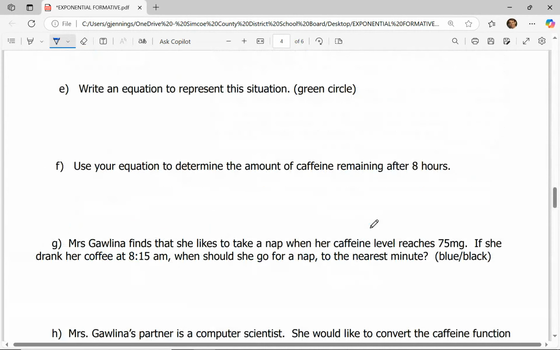Okay, let's write an equation to represent this situation. Yes, this is green circle. You need this skill. Everyone needs this skill. Should be able to say, well, y represents the amount of caffeine in her body. I was going to say blood, but I don't know if that's where it is. X represents time since consuming coffee.